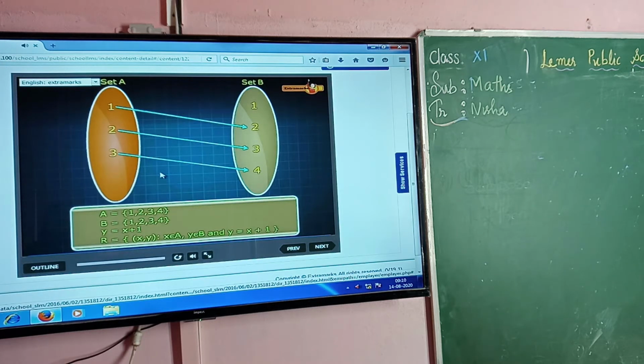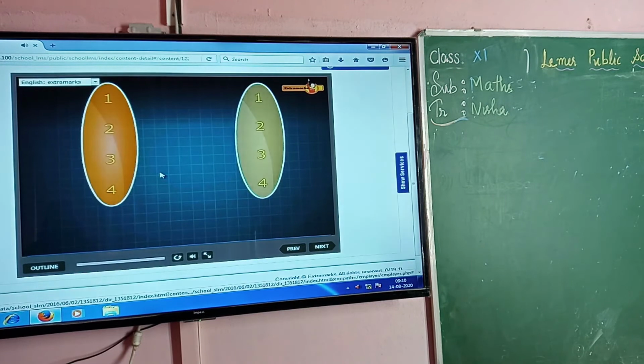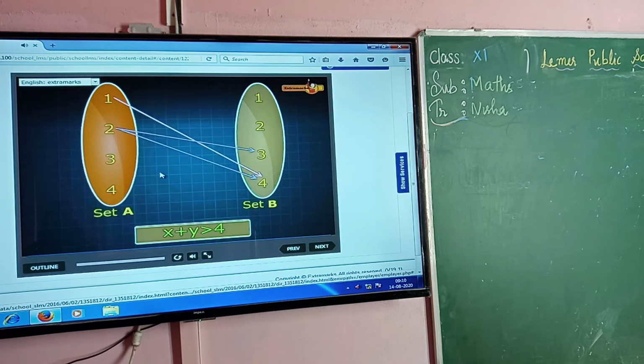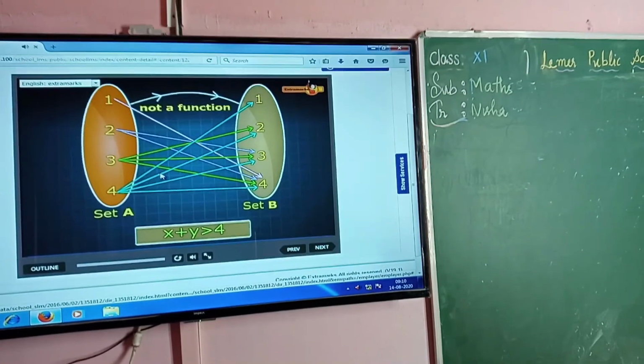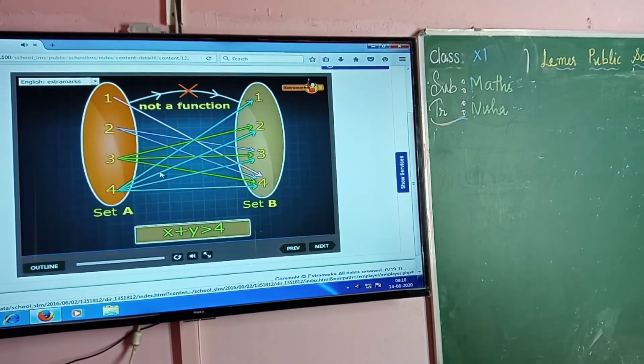We see that the element 4 in the left oval is not related to any element of the right oval, so it is not a function from set A to set B. Let us define one more relation from set A to set B as x plus y is greater than 4. Is this relation a function? Let us draw an arrow diagram to show this relation. We see that the elements 2, 3 and 4 of the left oval are related to more than one element of the right oval, so it is not a function from set A to set B.